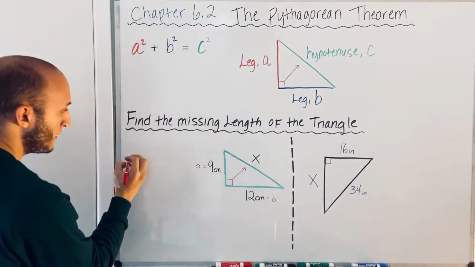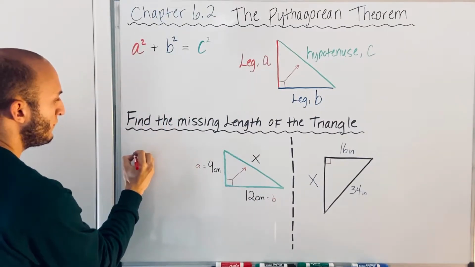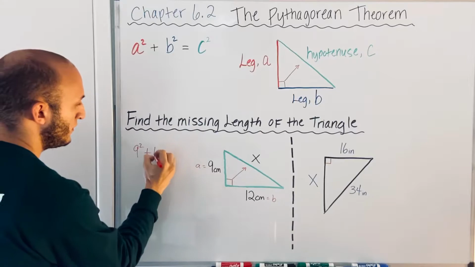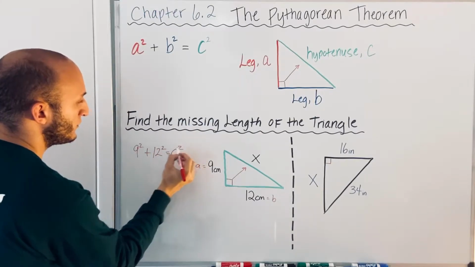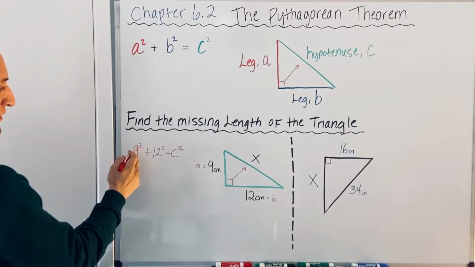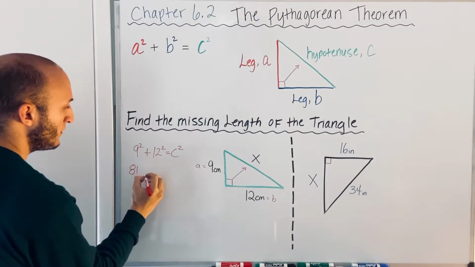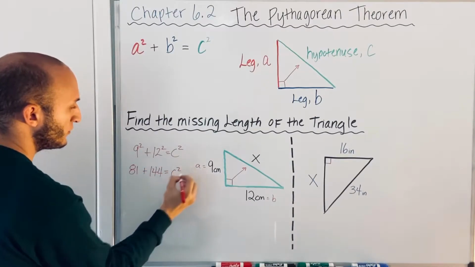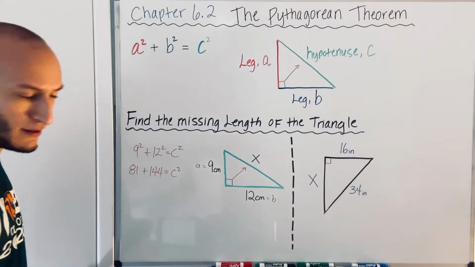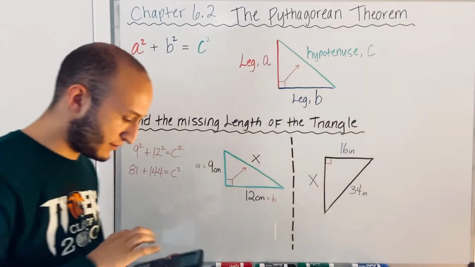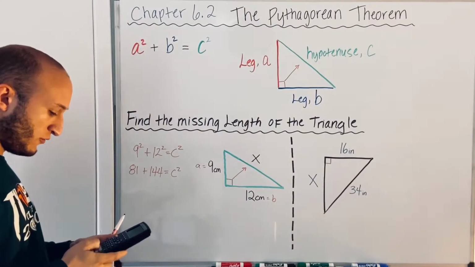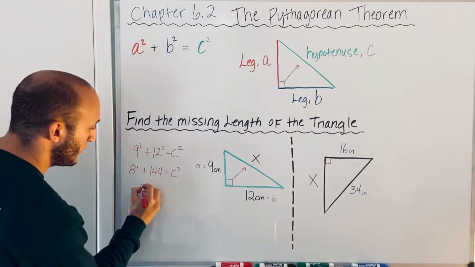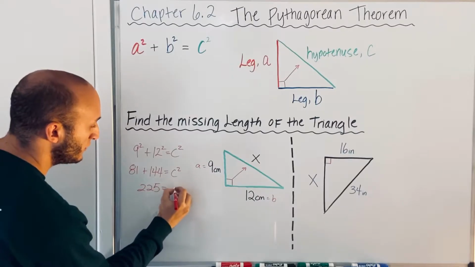Writing out our formula according to the Pythagorean theorem, I'll have 9 squared plus 12 squared equals C squared. Now, 9 squared is 81. 12 squared is 144, equals C squared, right? Then we add 81 plus 144, and we get 225. So we get 225 equals C squared.